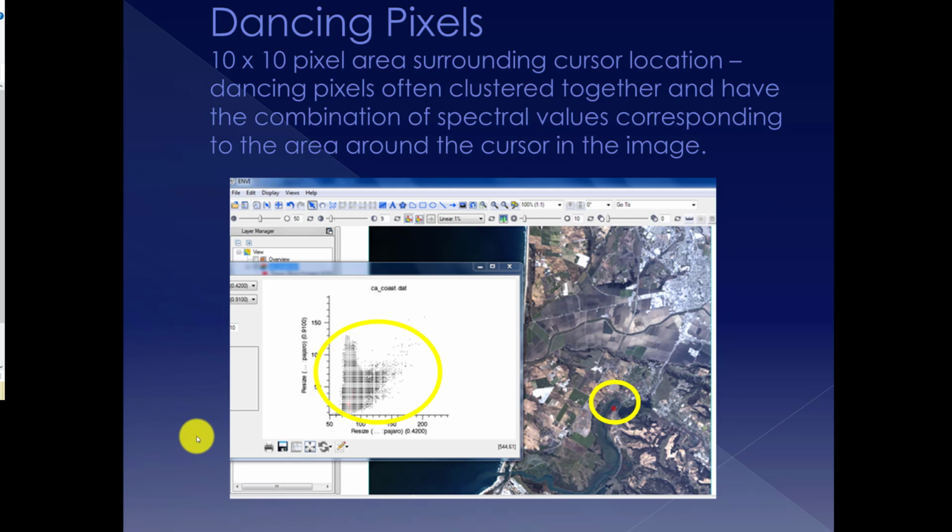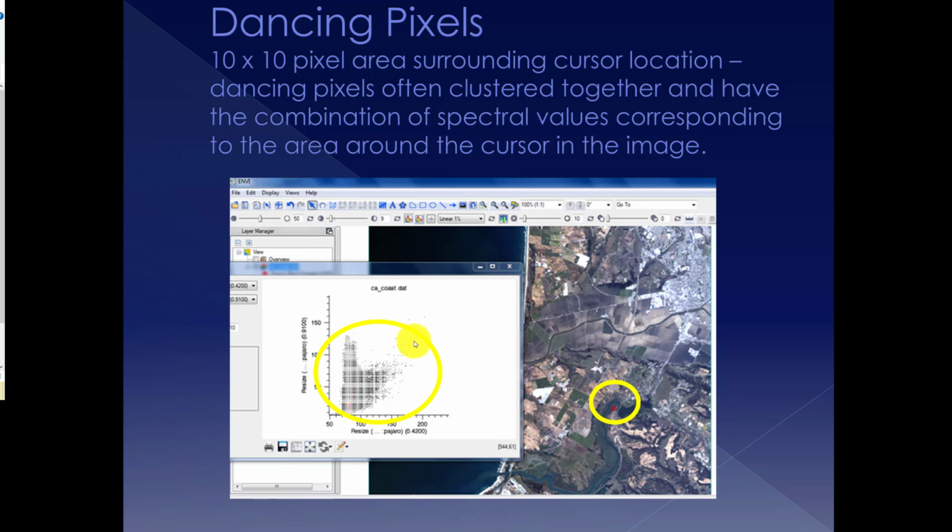You're also going to look at dancing pixels, which is pretty fun to play with, I think, in ENVI. And it takes a 10 by 10 pixel area surrounding your cursor location, and the dancing pixels are clustered together and have a combination of spectral values that corresponds to the area around the cursor in the image. And so you can use your dancing pixel in order to see how groupings of pixels are behaving.